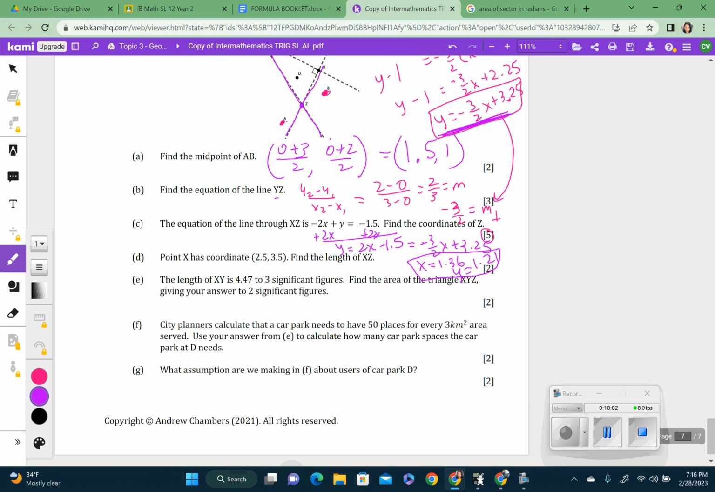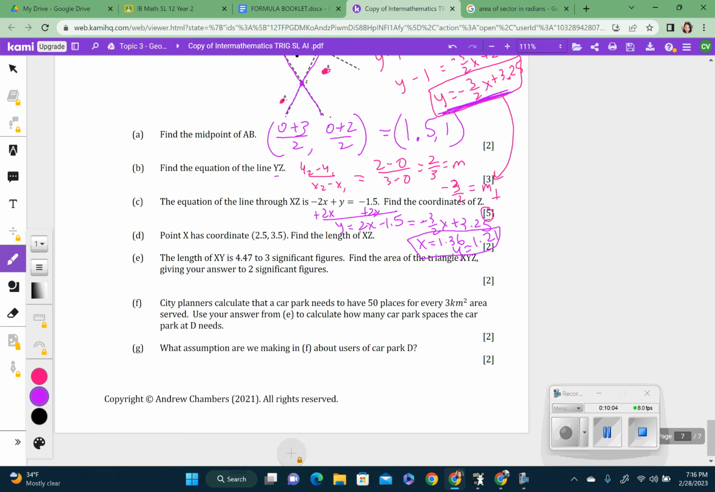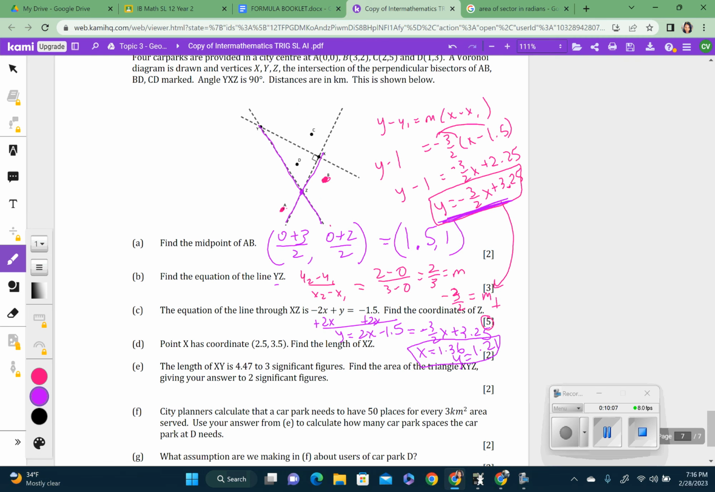So that was worth 5. And again, I'm running out of space here, so I'm going to just go ahead and do my best to do the rest and have enough space for everything else.